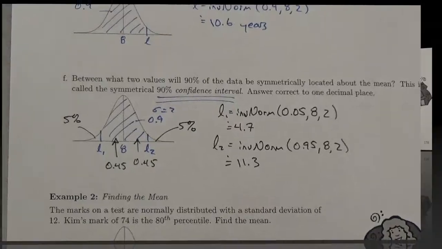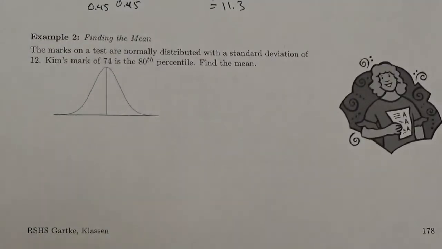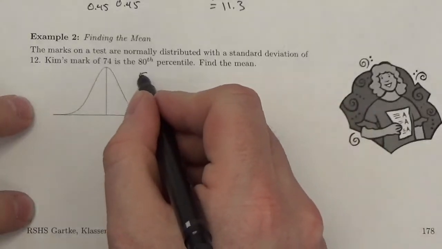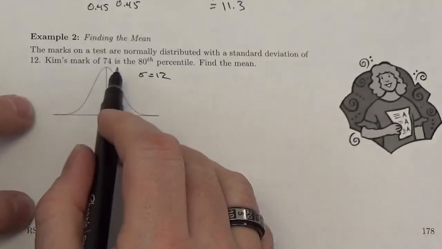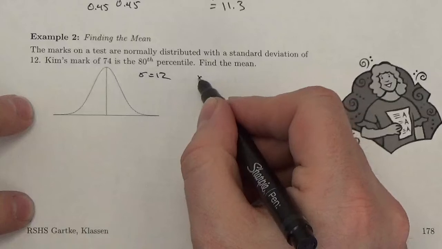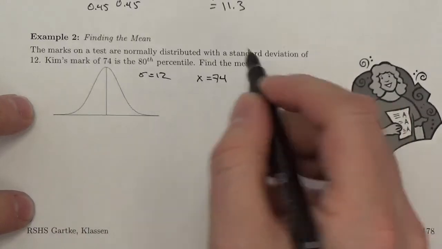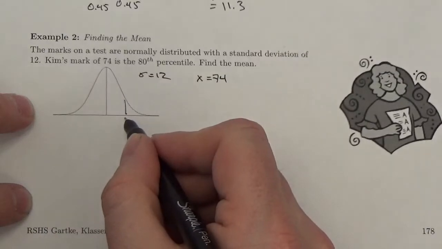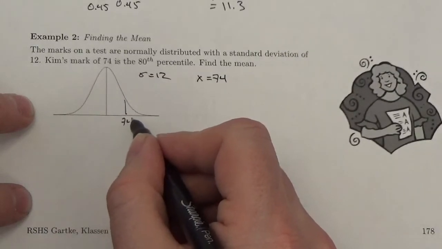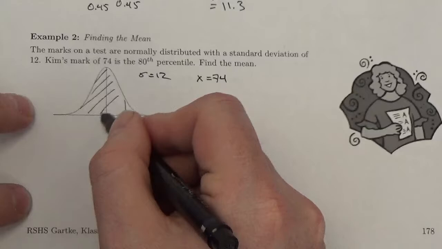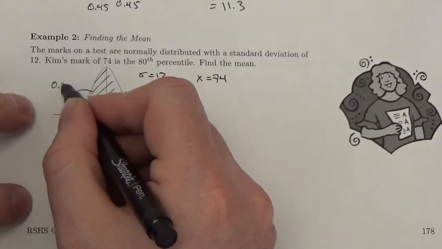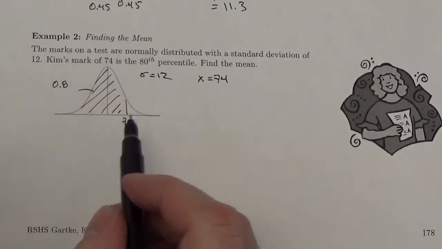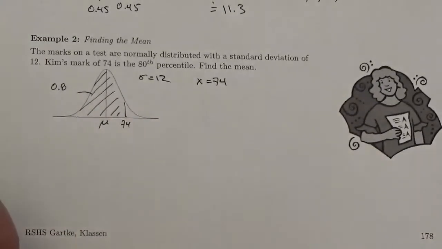Oh, that makes sense. Okay, now in this question, we read that the marks on a test are normally distributed with a standard deviation of 12. Kim got a mark of 74, and that puts her in the 80th percentile. So she's over here someplace. So here's her mark of 74, and that puts her in the 80th percentile, meaning that she beat 0.8 of the group. We want to find the mean.